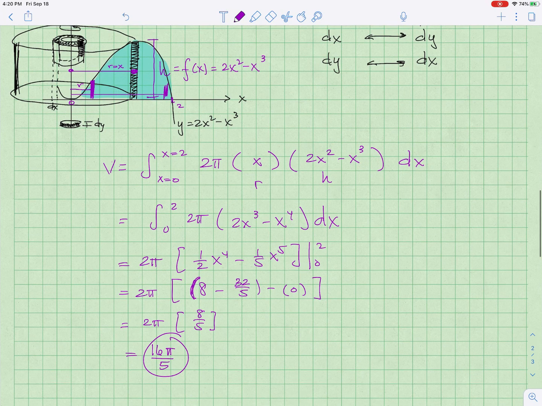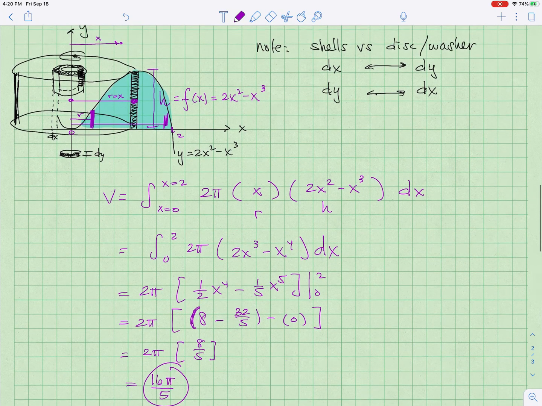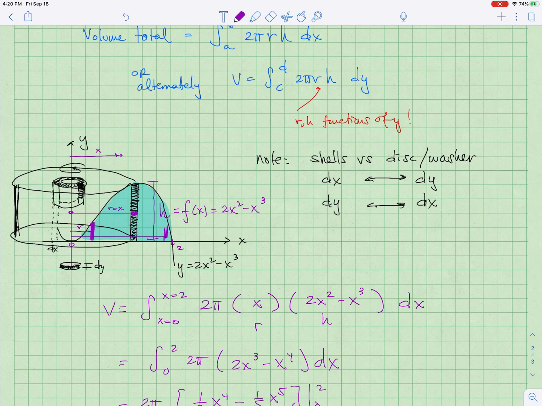So, a couple of things I want to say about the shell method. Obviously here, the key is that it's going to be using an opposite differential than you're used to when you do discs and washers. So when you set up your axis of rotation, draw either a disc, washer, or shell, and then note, is my thickness part of the x-axis or is my thickness part of the y-axis? And that will tell you which variable to use.